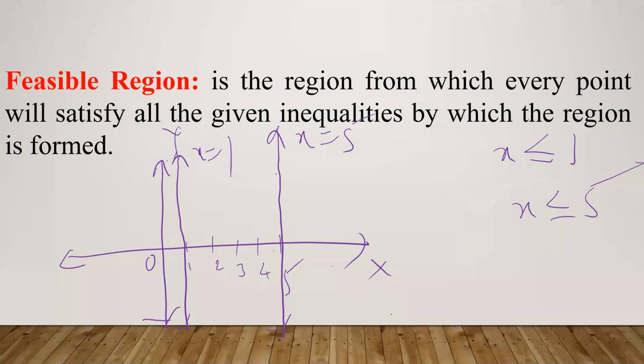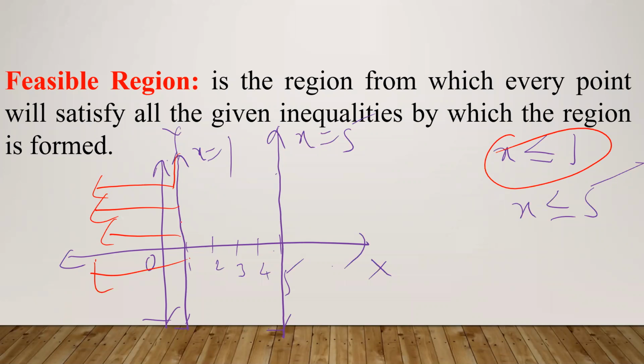Now, where is the region x less than or equal to 1? X equal to 1 is this line. So less than or equal to 1 means all this, everything to the left side of this line as well as this line. Okay, less than or equal to 5 is, let me use another color, everything on this line and to the left side.